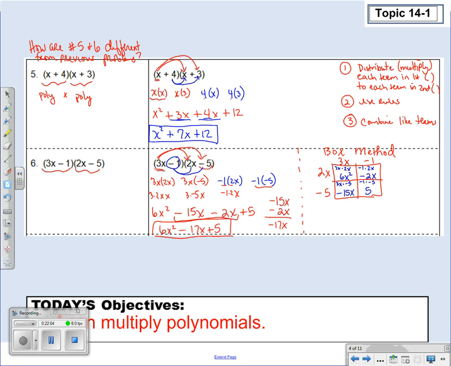So now we have our answers in the box. We need to take them out of the box. So the numbers you came up with, we have the 6x squared minus 2x minus 15x, and then plus 5. Again, notice this is the same thing we had on the left-hand side when we distributed. It's just another way of visualizing how to do the multiplication by using a multiplication table. Now we can combine our like terms, and we end up with 6x squared minus 17x plus 5. So again, the choice is yours, which method you prefer, using the arrows or the box method.